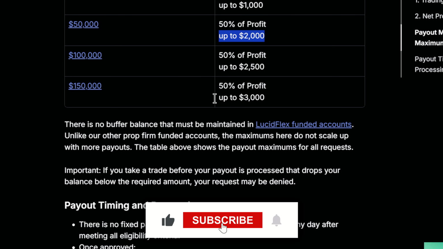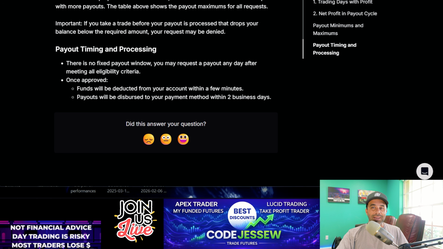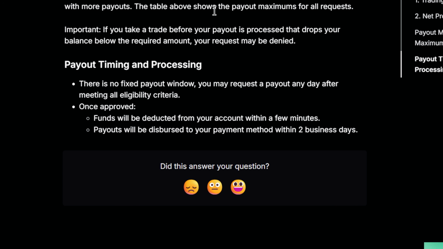$100,000 account, all the way up to 2,500 bucks. 150K, all the way up to $3,000. There is no buffer balance that must be maintained. That's nice. Unlike other prop firms' funded accounts, the maximums here do not scale up with more payouts. The table above shows the payout maximums for all requests.